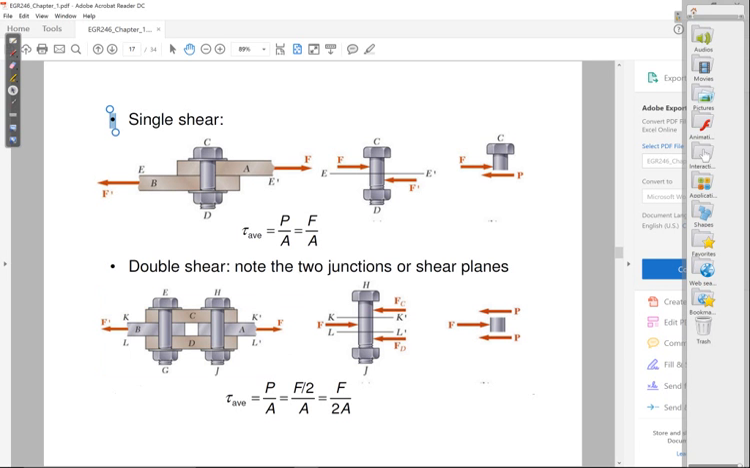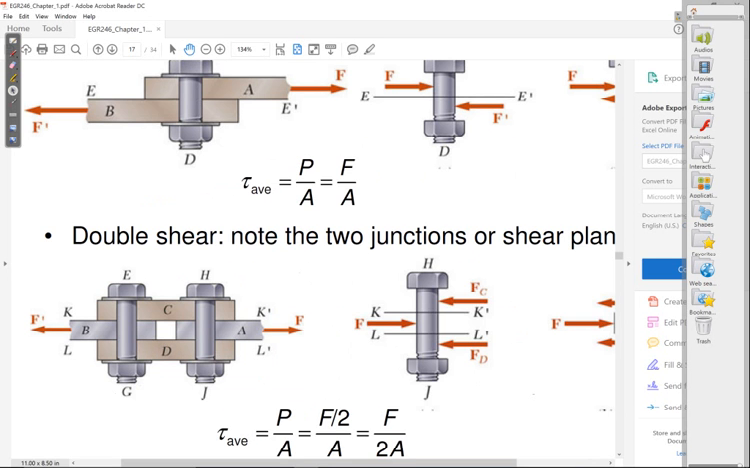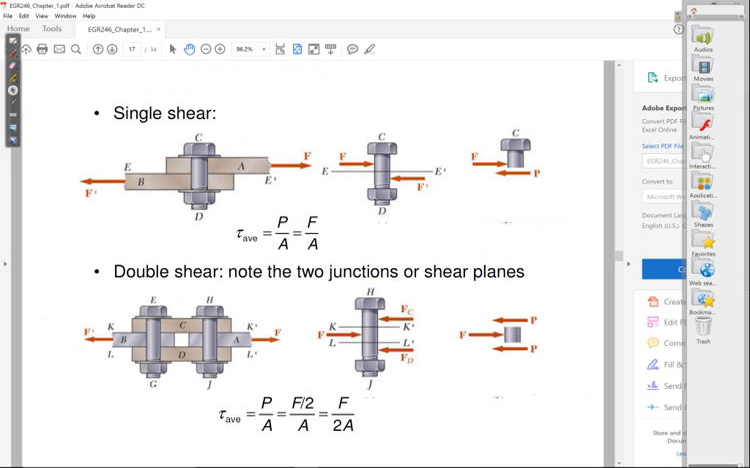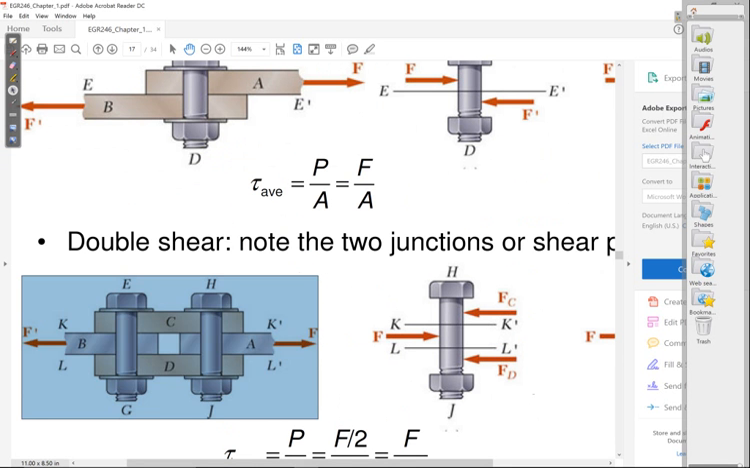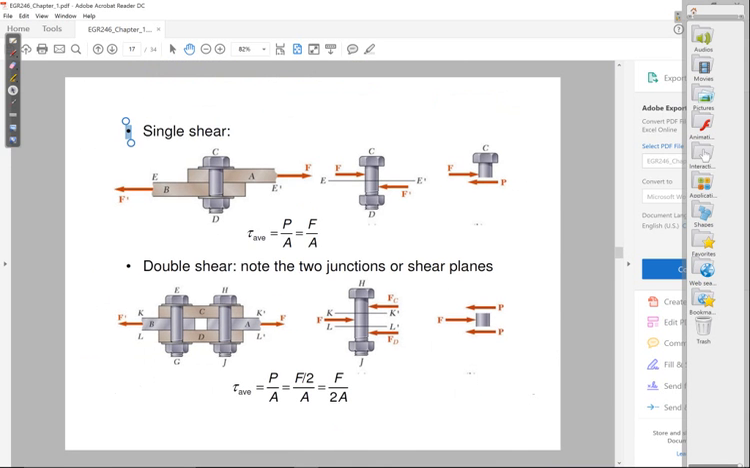So you join three boards together. You have the two that are this tan color, and then you have the one that's more or less a gray color. Imagine now that I pull on that gray board towards the right, and then I pull on the two tan boards towards the left. How many junctions do you have now? You obviously have two junctions. There's a junction here and a junction there on that screw. What that means is the force that you're applying is now shared between the two different areas.